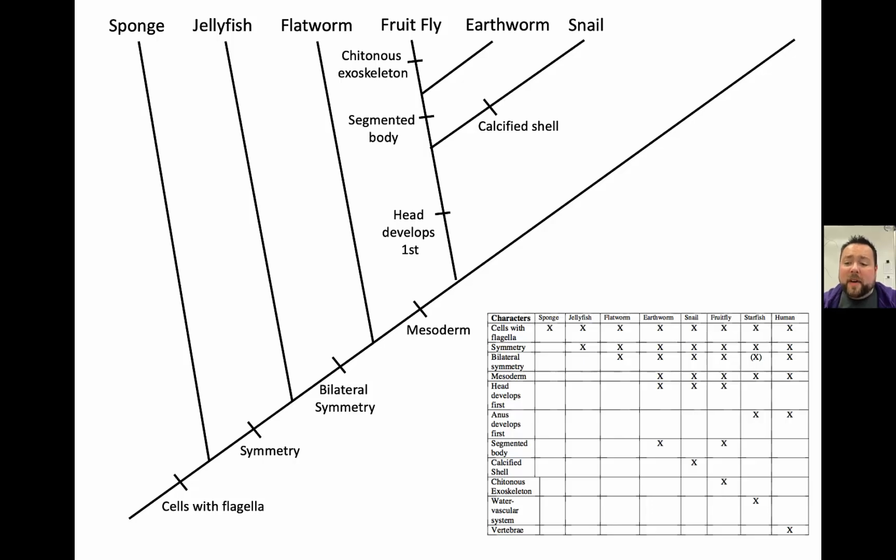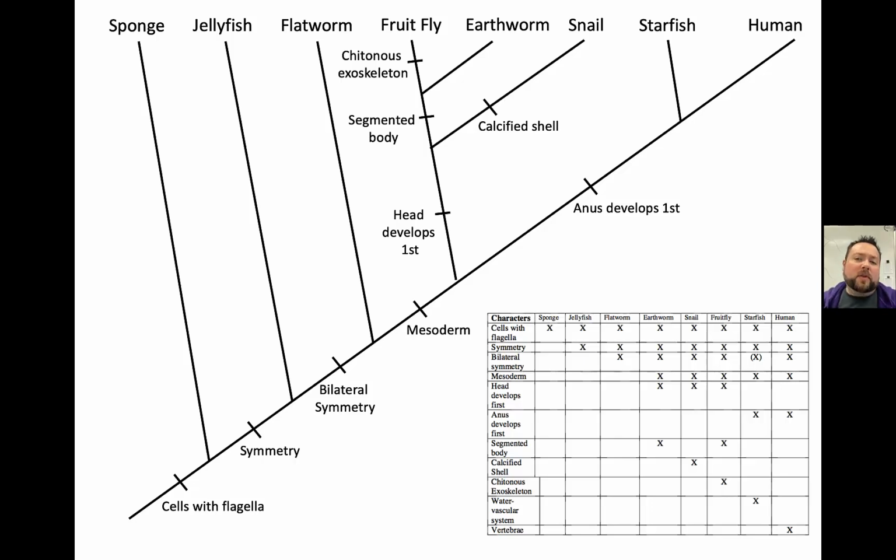So we have the starfish and the human, and so this ends up being a little bit different. The starfish and the human have a single character that they have in common that nobody else on this particular chart has. And that is that their anus develops before their head does. So I'm just going to place that here on our basal line. And so now, again, we see that the starfish and the human have this.